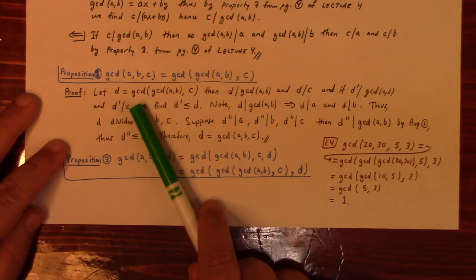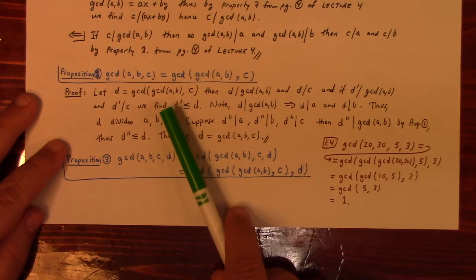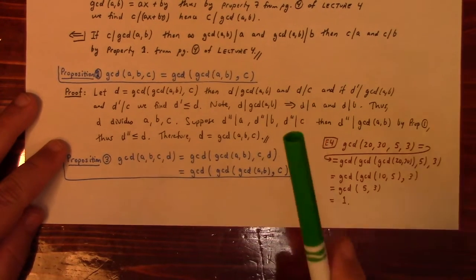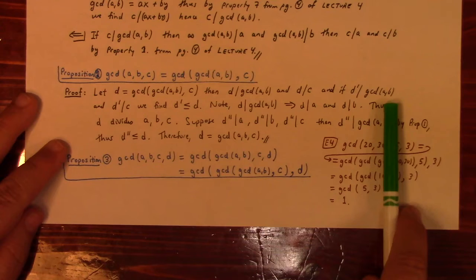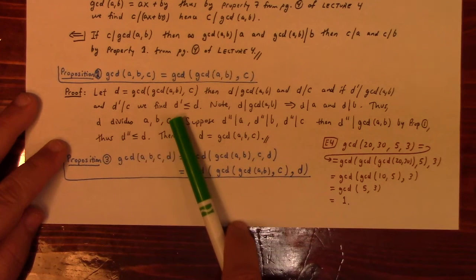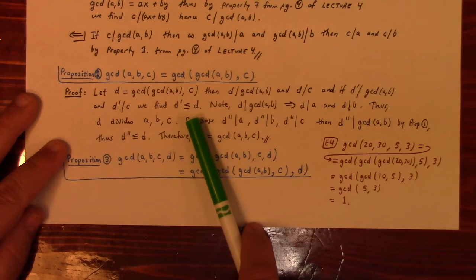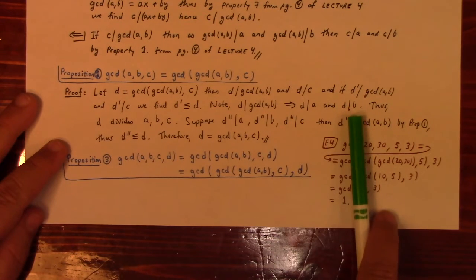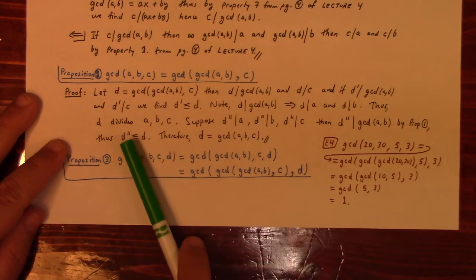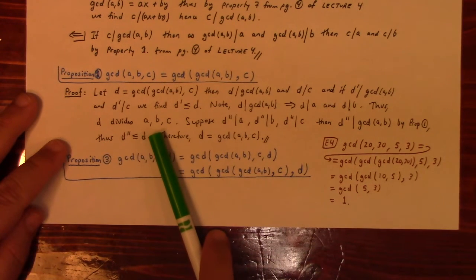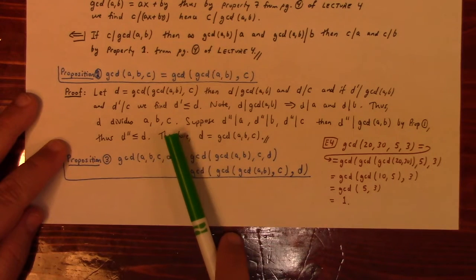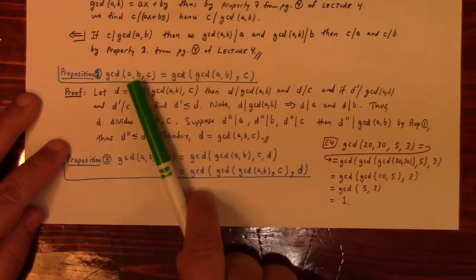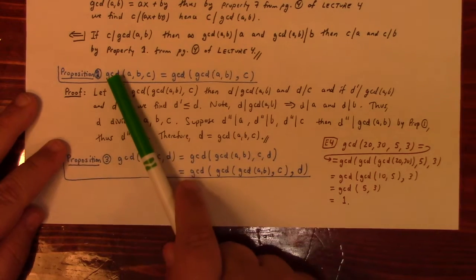So let D be the GCD of the GCD of A, B and C. What does that mean? That means D divides the GCD of A, B and D divides C, right? And furthermore, if D prime was also a divisor of the GCD of A, B and C, then we must have that D prime is less than or equal to D. Now let's think about it. If D divides the GCD of A and B, that means D divides A and D divides B, right? Thus, D divides A, B, and C. Aha, so at least the greatest common divisor on the right-hand side is a divisor of A, B, and C. So it's in the running for being the GCD of A, B, and C.